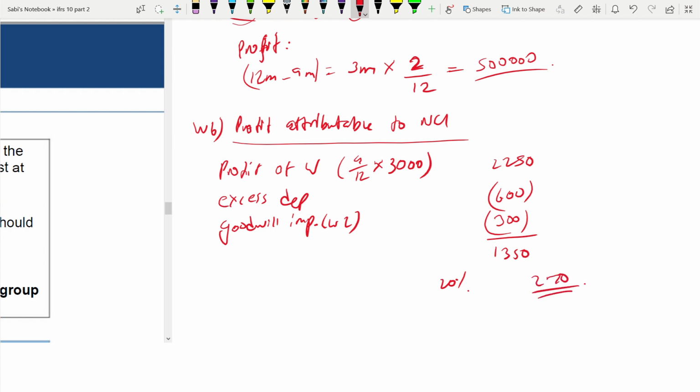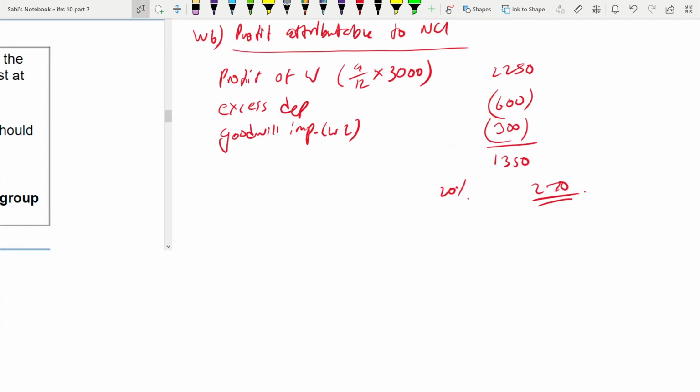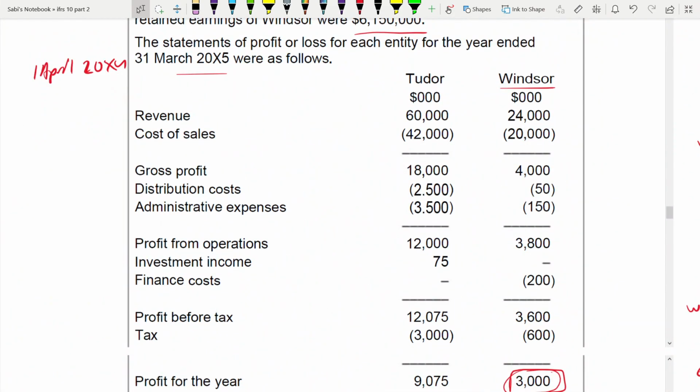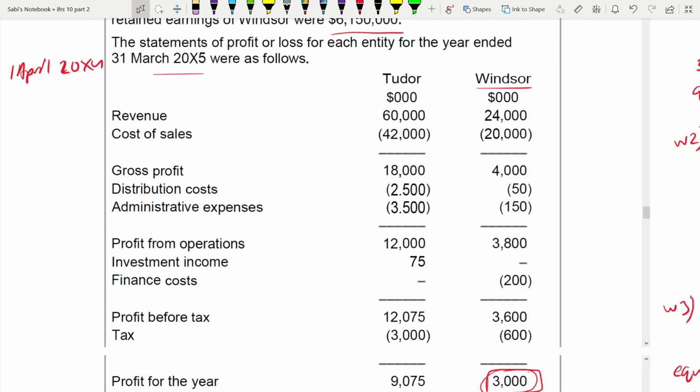Okay, now you're done with everything. Go back and complete the table. Okay, so let's do that from here itself. You have been given here. I will make the third column. Okay, so 60,000 plus, when you're taking 24,000, you're only taking 9 months of this. Okay, I will write it on the other side. Only take 9 months of 24,000.